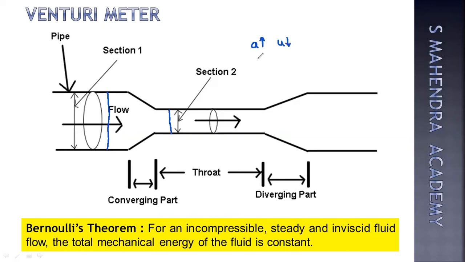And as the area available for flow decreases, the velocity of flowing fluid will increase. So therefore, the velocity of the flowing fluid will be less at entrance and more in the throat section, due to which the kinetic energy will be more in the throat and less in the inlet section.